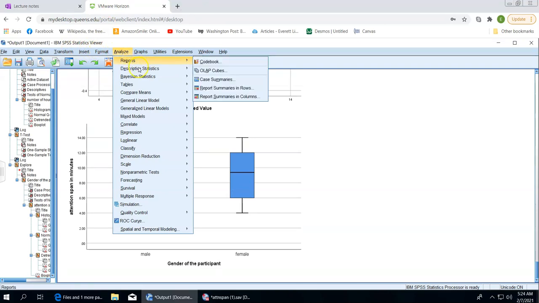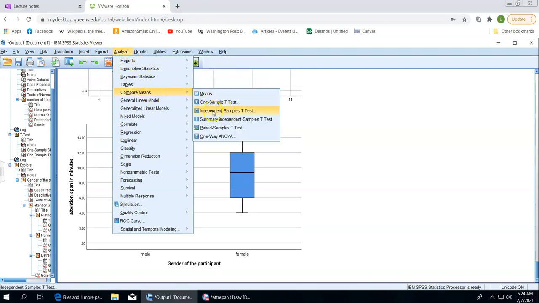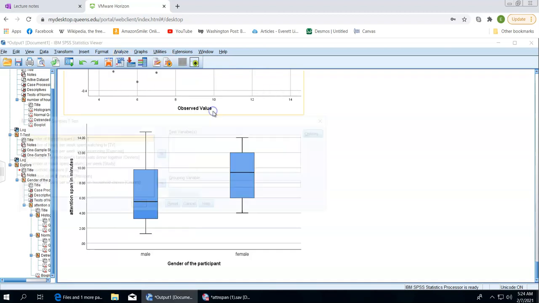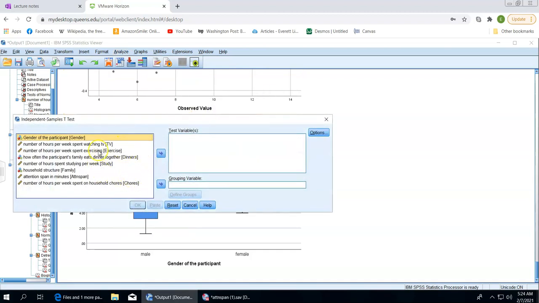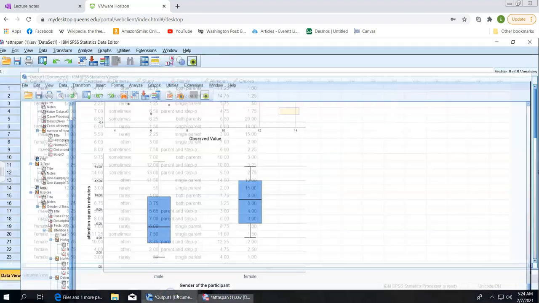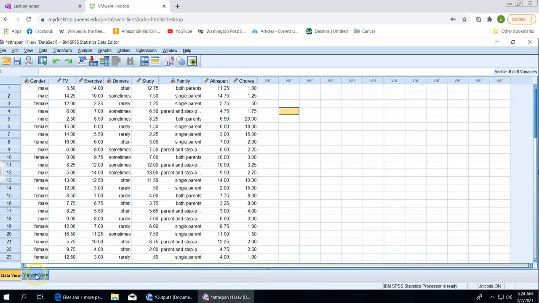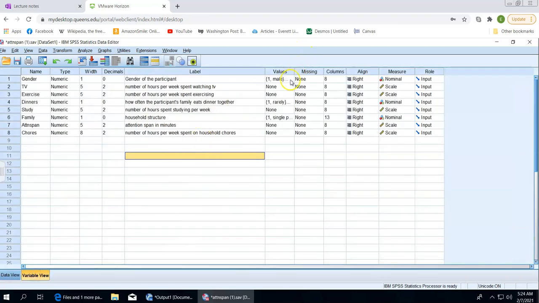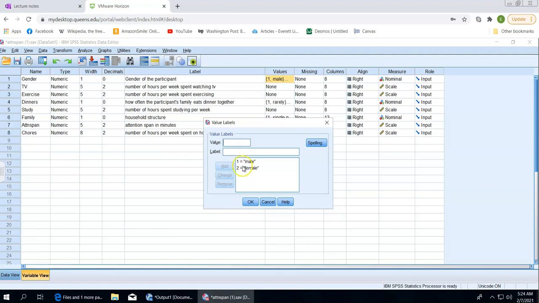So Analyze, Compare Means, Independent Samples t-test. Before we do this, you always need to check what the values are on your grouping variable. So you're going to want to go over to your variable view and look and see what these values are. Sometimes they're zeros and ones, sometimes they're ones and twos, sometimes they're something else. So we need to know that these are ones and twos.